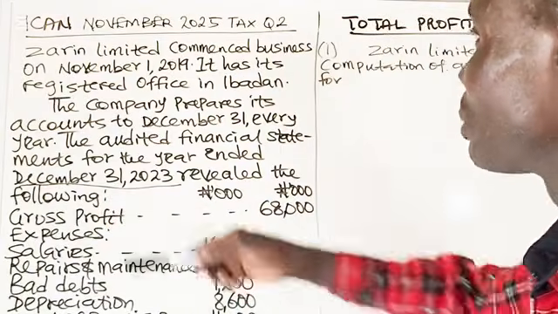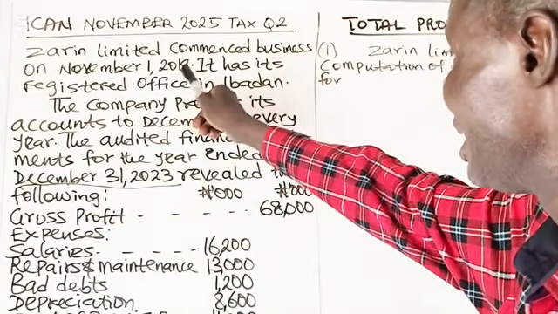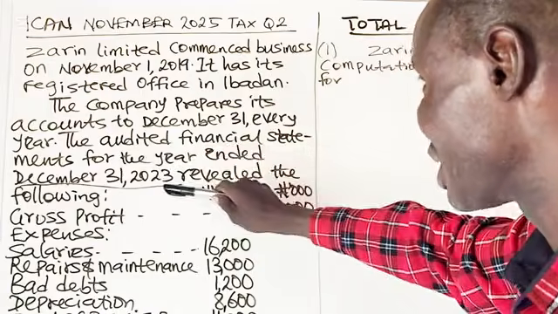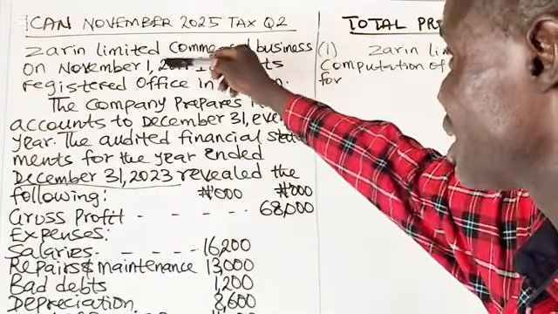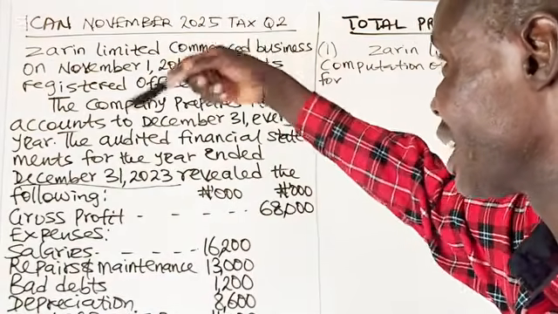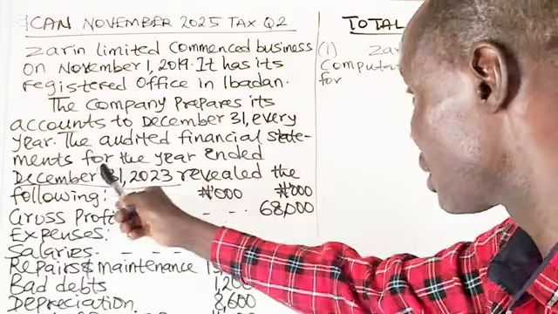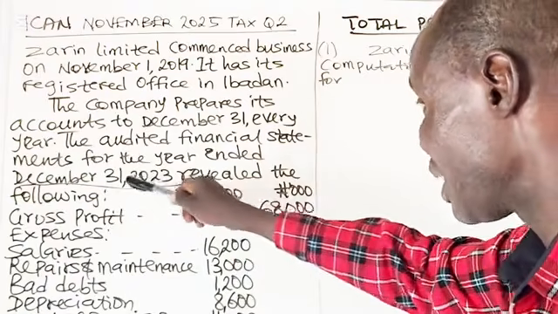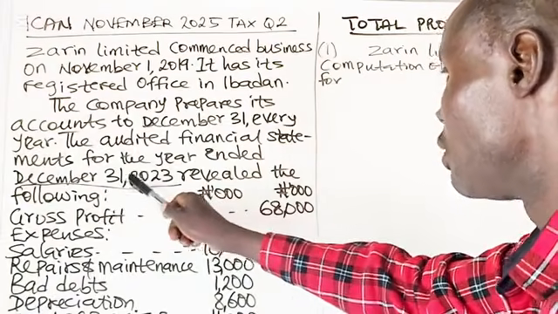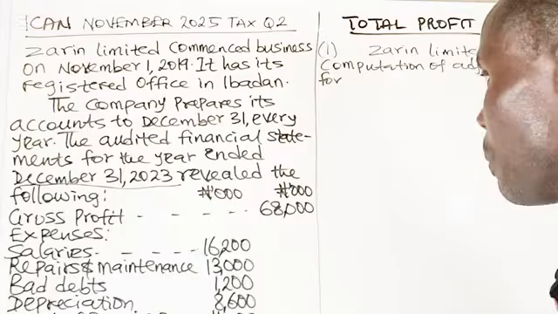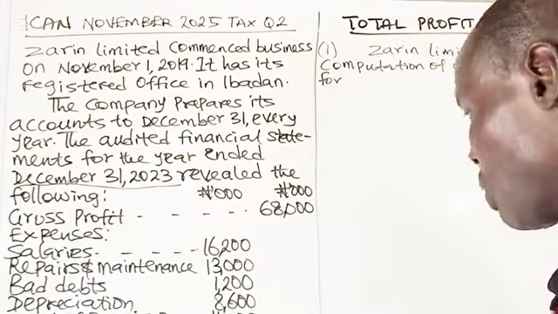Now, you were told the business commenced in November 2019. The profit you are given is not from 2019 to 2023. You were only told the business commenced. You were given the year the business started. But the profit you are given is from the audited financial statement for the year ended. That means the financial statement prepared is for the 2023 accounting year. So the profit you are given is for 2023.